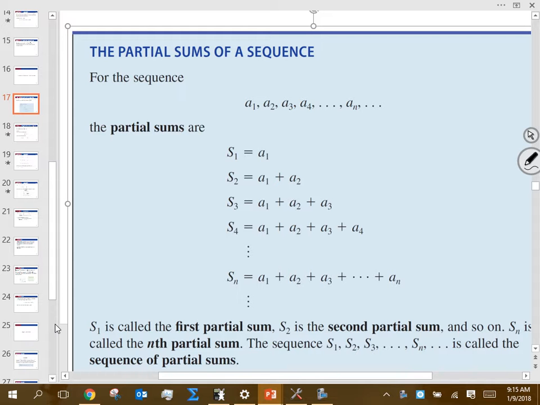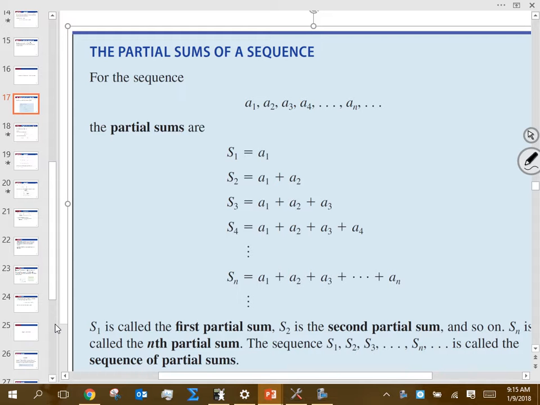If I want S sub 4, like I said, starting with the first term, adding together the first, the second, the third, and the fourth. If I wanted S sub 7, it's adding the first, the second, the third, the fourth, the fifth, the sixth, and the seventh, right? I'm continually adding however many they want me to do.